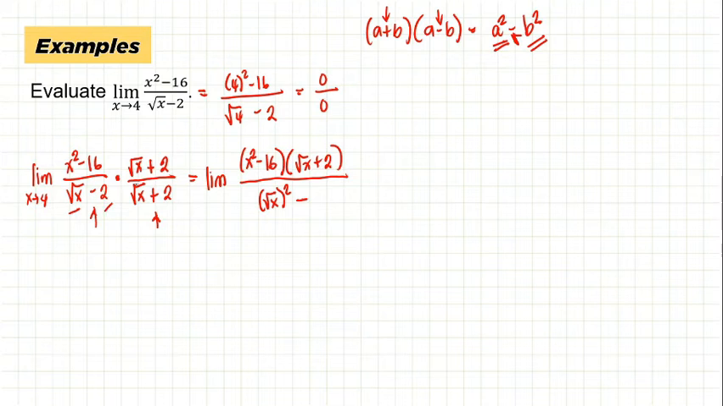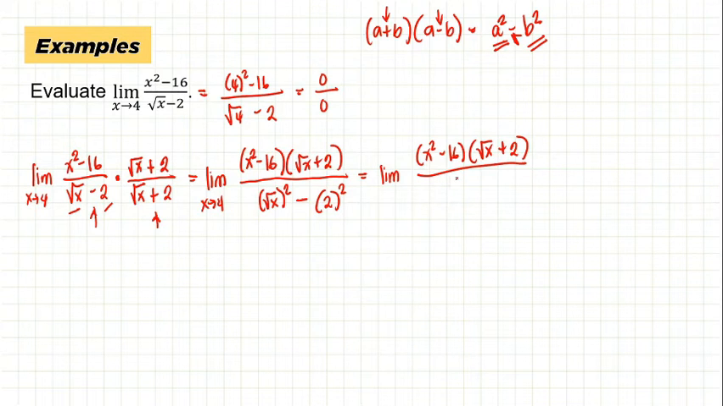Then the square of the second term, which is 2, so we have 2 squared as x approaches 4. So from that, we will now have the limit of (x squared minus 16) times (square root of x plus 2) all over (square root of x squared is x) minus (2 squared is 4) as x approaches 4. Next, x squared minus 16 can be factored, right? And the factors are x plus 4 and x minus 4.